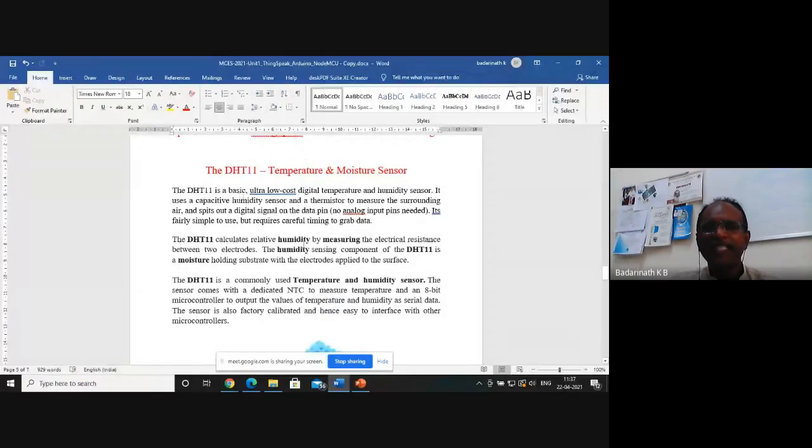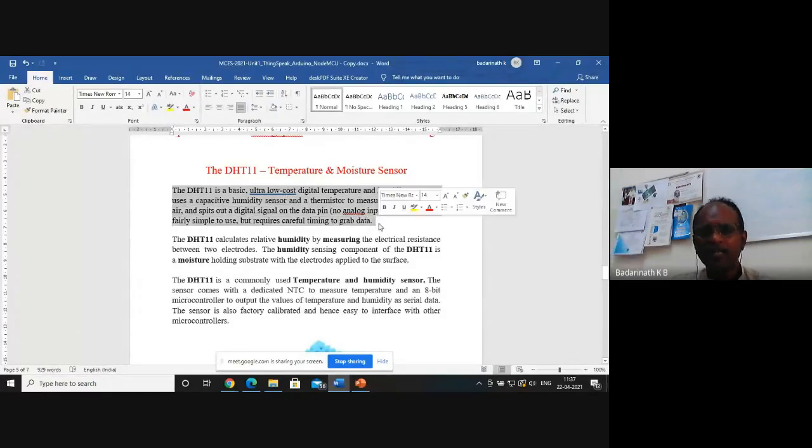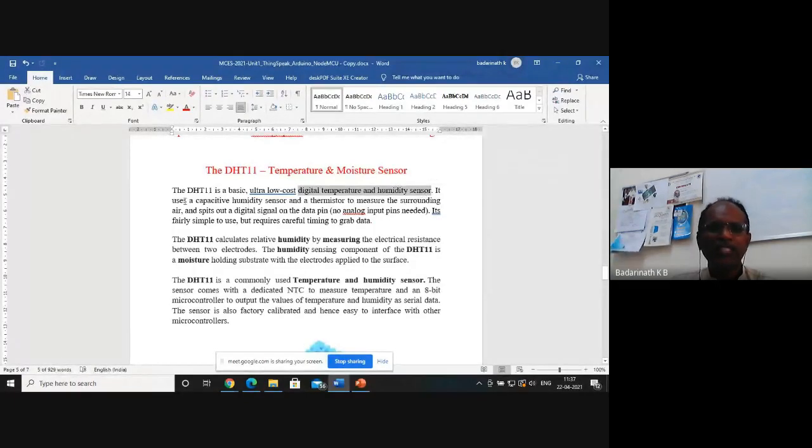The DHT11 is a basic, ultra low-cost digital temperature sensor. Around 100 rupees is the cost of this sensor. It is used to measure both digital temperature and humidity at low cost. It uses a capacitive humidity sensor. What does that mean?